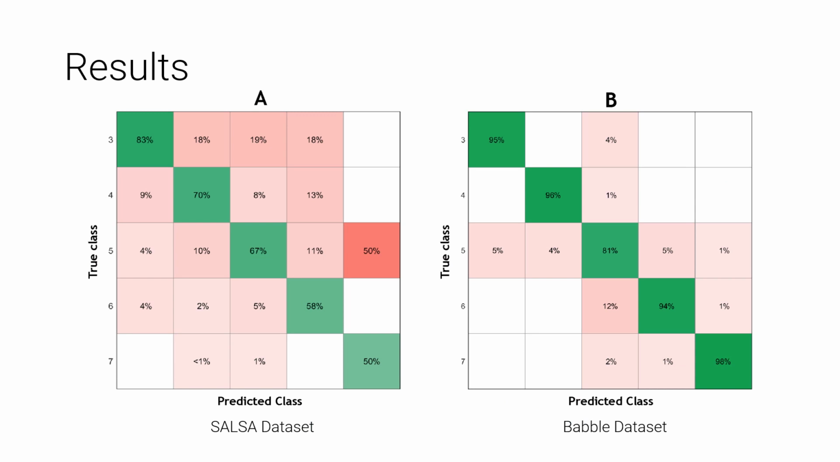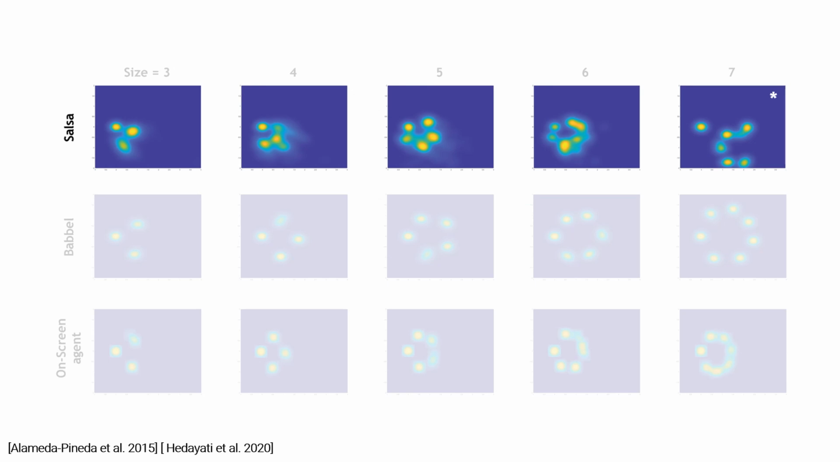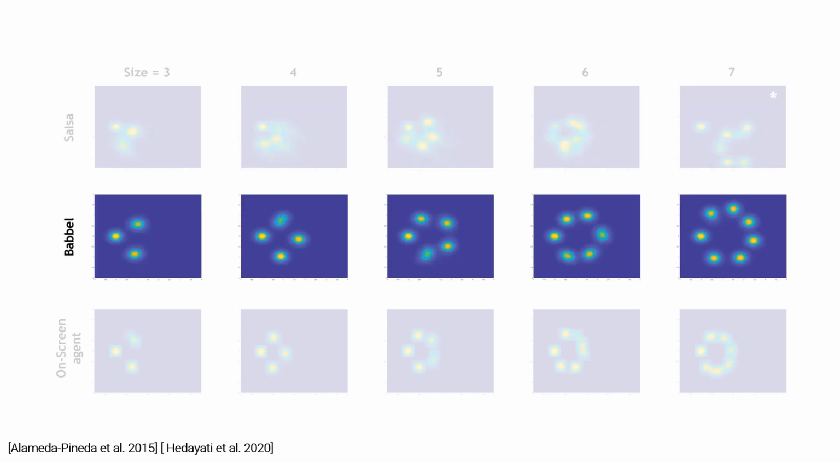Here are the confusion matrices for the Salsa dataset and Babel dataset. The diagonal of the confusion matrix shows the correctly predicted classes. These confusion matrices show that our approach is a reliable way for detecting errors generated by formation detection algorithms. The accuracy for the Salsa dataset is slightly less than the Babel dataset. The reason is that the Salsa dataset is noisier, especially for the orientation of the people, compared to the Babel dataset.